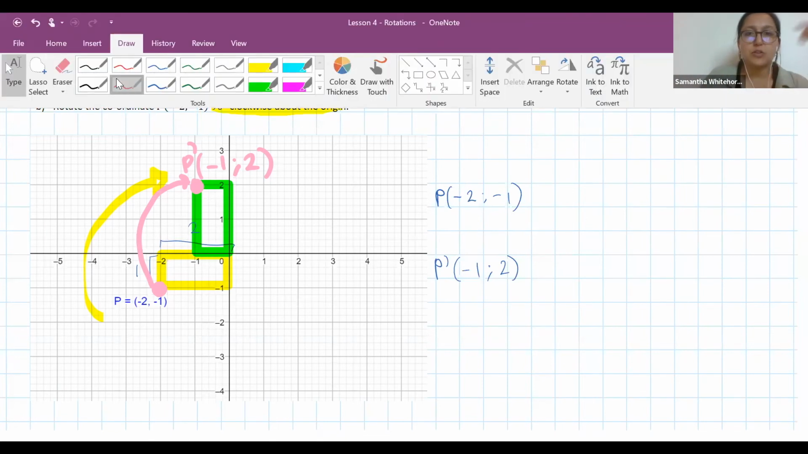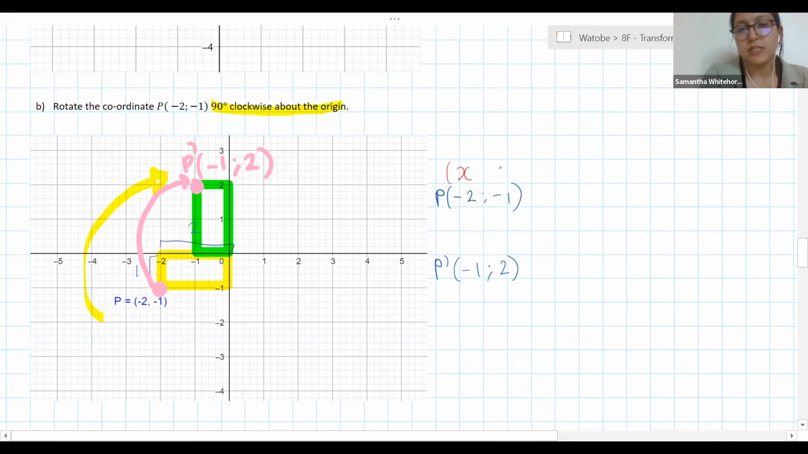So if we go to what a coordinate originally is, x, y, the first thing that I see is that the numbers have swapped here and the x has become negative. So this is technically y, negative x if we relate it back to the original coordinate.